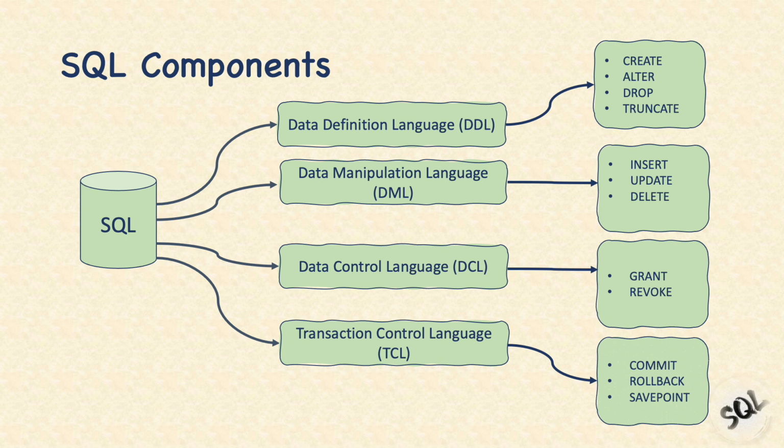to roll back to. These components collectively allow for the creation, management, manipulation, and secure handling of data in a relational database. Each of these components serves a vital role in the database lifecycle.